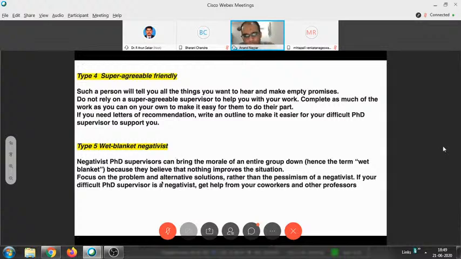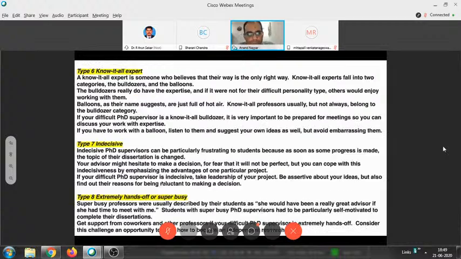The next, number five, is called wet blanket negative. If this person is negative, the most important thing is to ask your co-workers and go to other people. Have collaborations. If you are into type 5, you are unlucky. Your PhD will be a disaster.